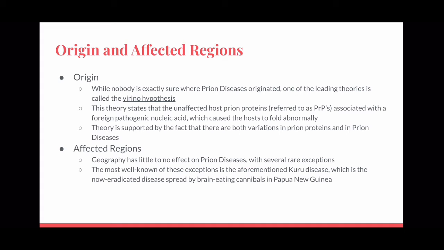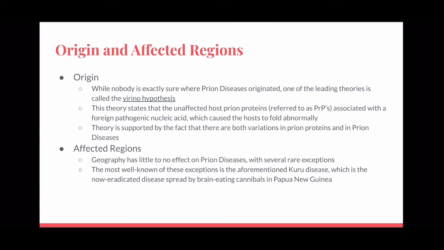So in terms of affected regions, geography has little to no effect on prion diseases, since it has to do with brain proteins and brain cells, with several rare exceptions, the most known being the aforementioned Kuru disease, which we discussed earlier, which is now eradicated because it had to do with brain-eating cannibals in Papua New Guinea, and ritualistic brain cannibalism is now outlawed.